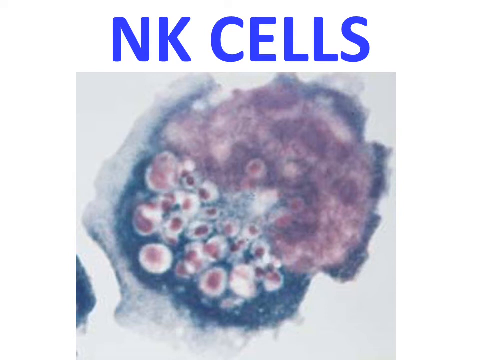NK cells now, NK or natural killer cells. In this picture you can see this NK or natural killer cell. Natural killer means they automatically kill the pathogen without any activation of lymphocytes or other inflammatory cells. They directly release their enzymes and play their role in killing. They are filled with powerful enzymes that directly create holes and kill their offending agents. So natural killer cells are very powerful killing cells, and they mostly kill intracellular organisms like viruses.